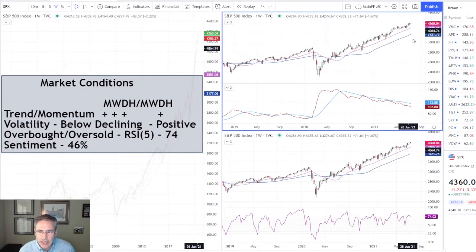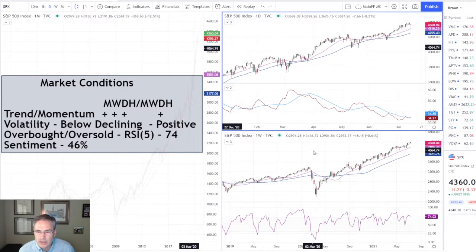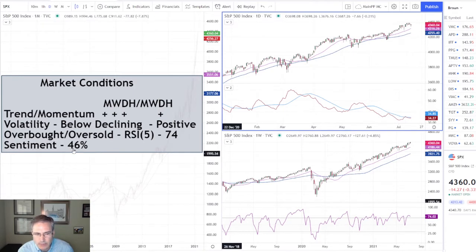That doesn't mean that we can't pull back, and a pullback is probably getting more and more likely just based on the overall conditions. The overbought/oversold is at 74, so we're kind of hanging out in this overbought territory. The thing that bothers me a little bit is that the sentiment has jumped up to 46%. I use the Investors Intelligence sentiment numbers. I've been looking at it for 30 years.